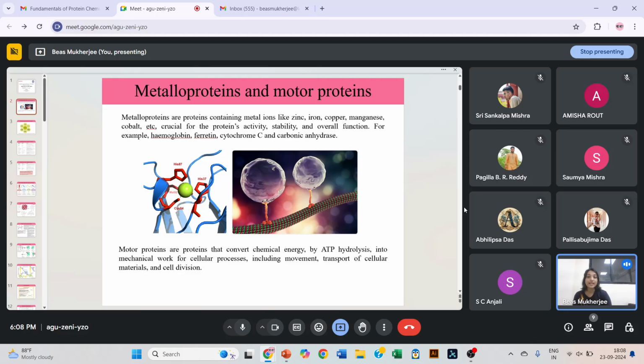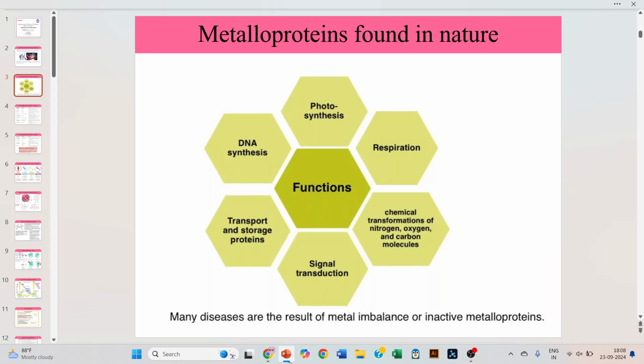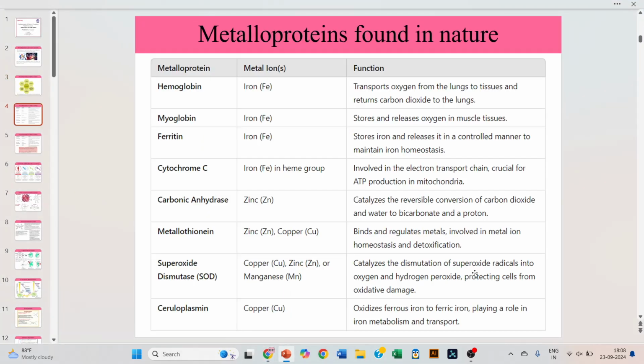Now, motor proteins are proteins that convert chemical energy by ATP hydrolysis into mechanical work. That is how they work for cellular processes, including movement, transport of cellular materials, and very importantly, cell division. Now we will move on to the different functions of metalloproteins. Metalloproteins are involved in a wide range of functions that includes photosynthesis, respiration, chemical reactions, redox reactions, signal transduction, DNA synthesis, and the transport of different materials across the cell. It is also involved in cell division. So this is all about metalloproteins.